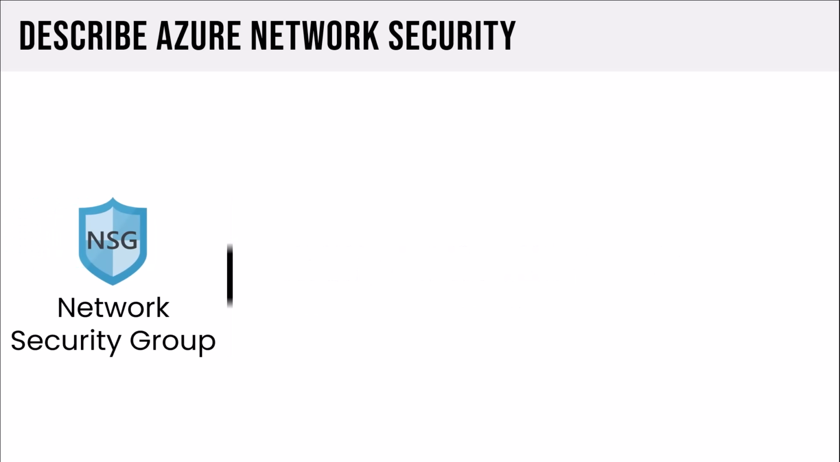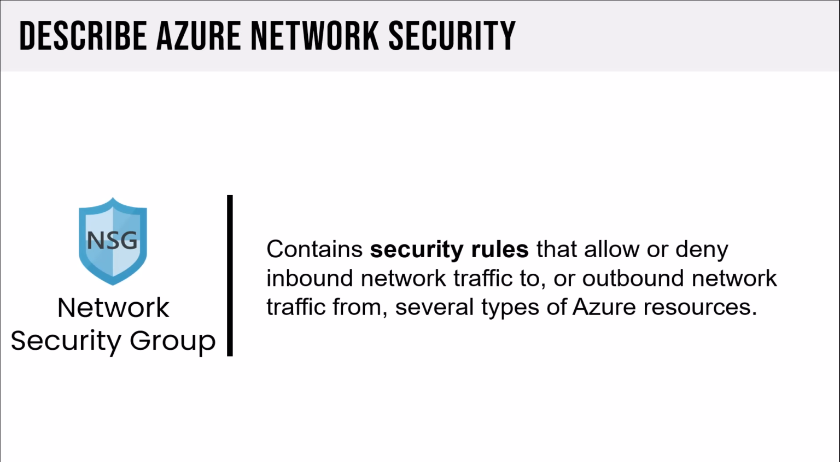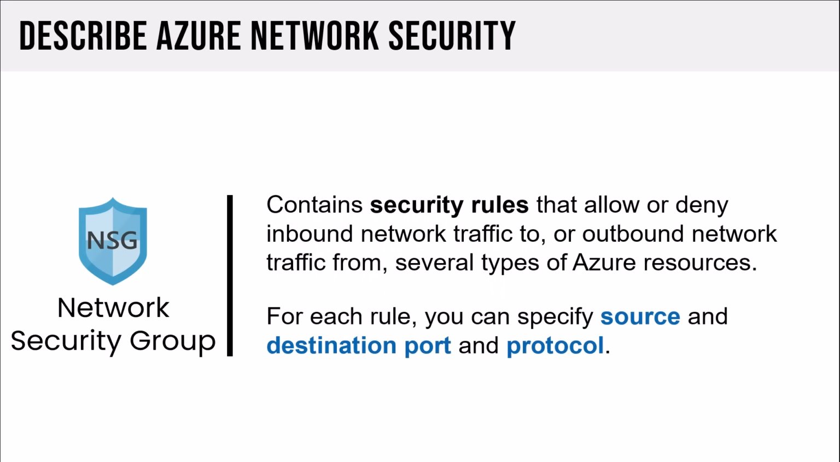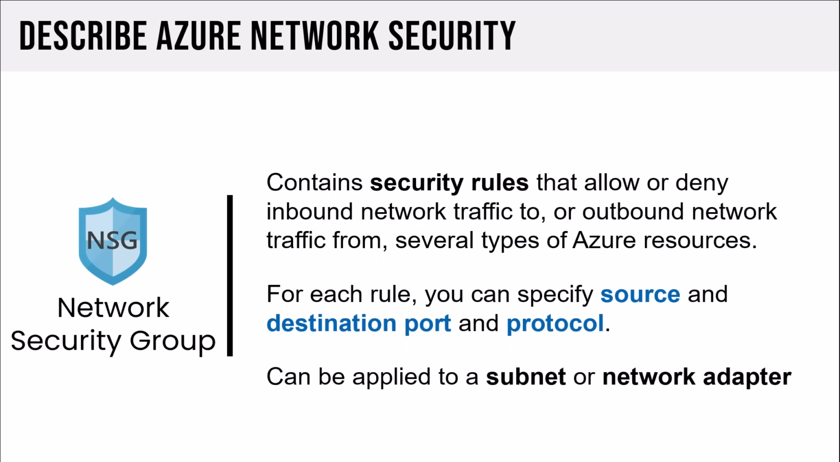Now, Network Security Group is something I mentioned earlier when we were talking about Azure virtual machines. A Network Security Group contains security rules that allow or deny inbound network traffic to, or outbound network traffic from, several types of Azure resources. For each rule, you can specify a source and destination port and protocol. We can apply a network security group to a subnet or a network adapter, or actually both. Most commonly, we see network security groups applied to a subnet.